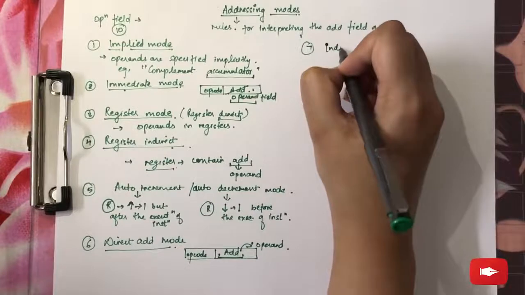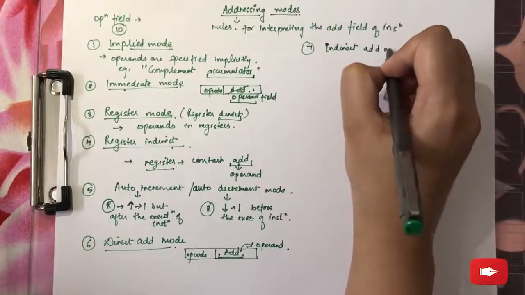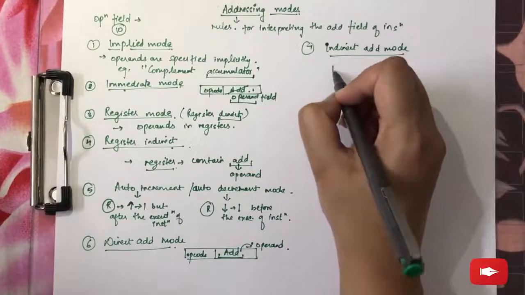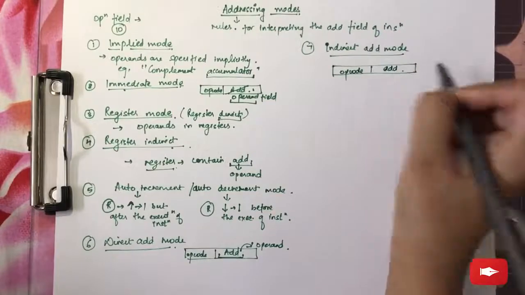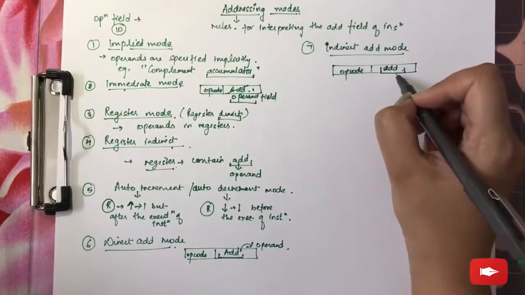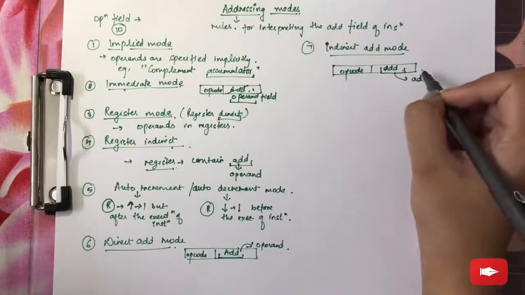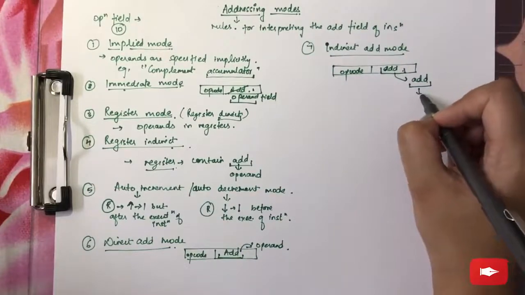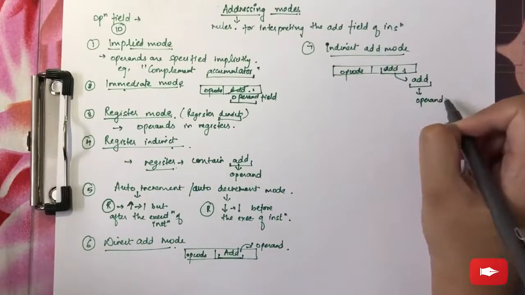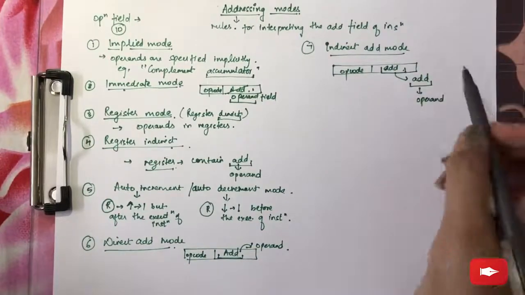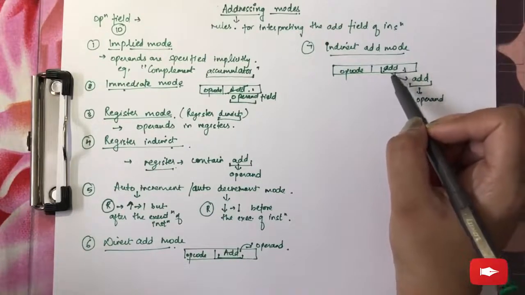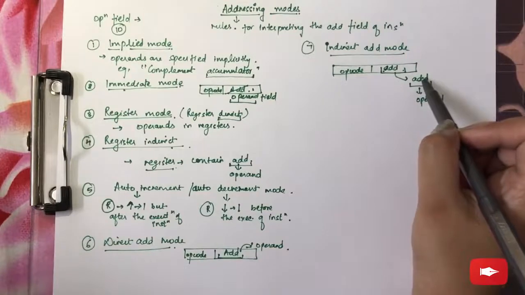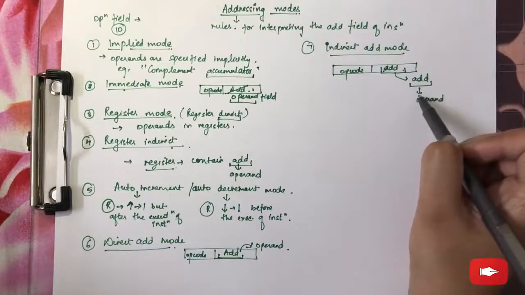Seventh is indirect address mode. Now according to this mode, if this is the instruction format, this address part will point to another address instead of the operand, and this particular address will refer to the operand. So basically the address present in the instruction format is not the effective address, but will point to another address which can be an address or an effective address referring to the operand.